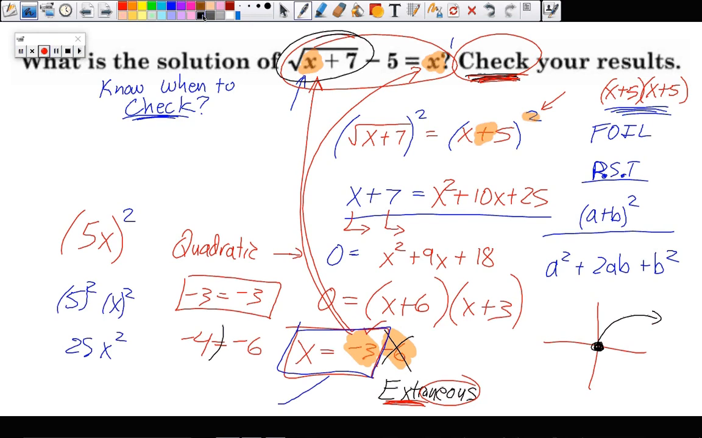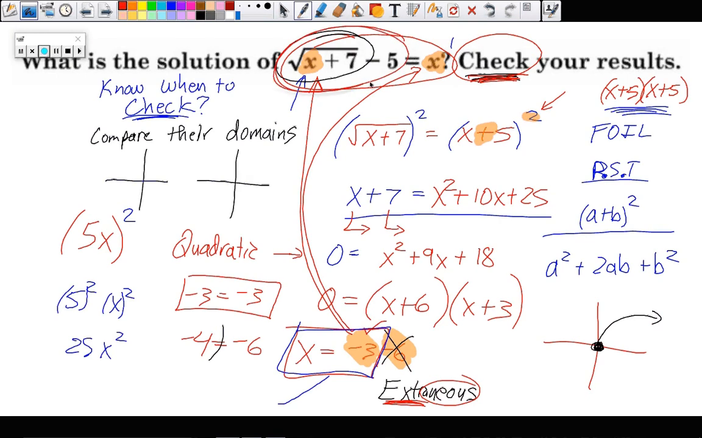Compare their domains. I'm going to compare the domains of both of these functions. Can someone tell me what's the domain of this square root function? Now listen, all I care about is the parent function. What's the domain? x is greater than or equal to 0. The domain for this one is 0 to infinity.